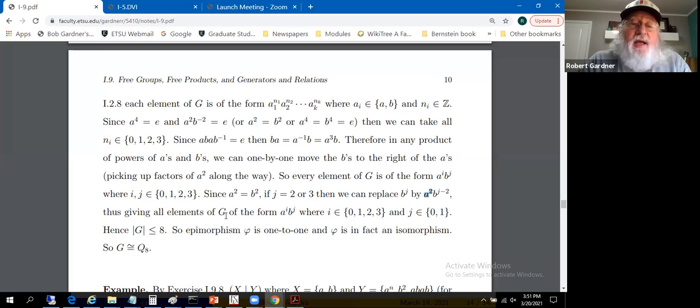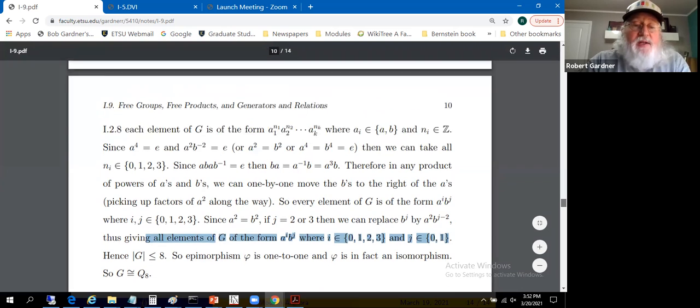That tells us then that every element of G is of the form A to the I, B to the J, where the A's can have exponents of 0 through 3, and the B's only need exponents of 0 and 1. Every element of G can be written of that form. That tells you that this group G has at most 8 elements. So we cut it in half from the previous argument. But we already know that G has at least 8 elements by von Dyck's theorem.